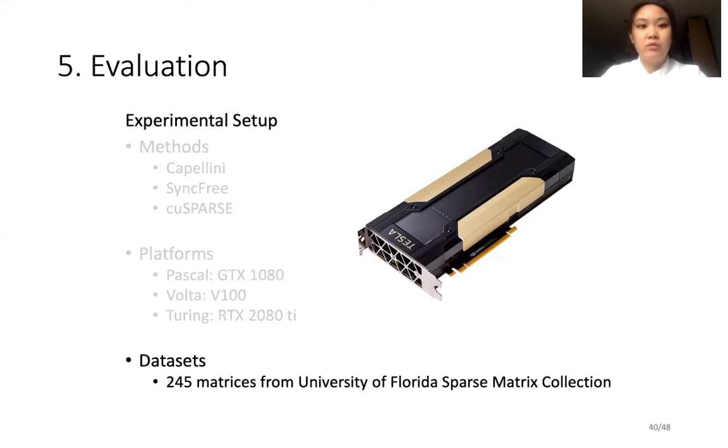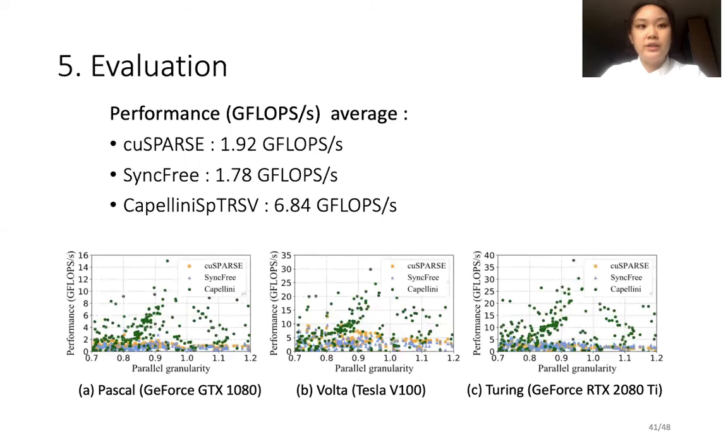And the average number of components per level is 12,484.9. On average, Capellini achieved a performance of 6.84 GFLOPS, while SynchroFree and cuSPARSE only achieved 1.78 and 1.92 GFLOPS. Capellini achieved the highest performance for 87% of the matrices. We show the performance results for different algorithms on various GPU platforms in the figure. We show that CapelliniSpTRSV brings significant performance benefits.